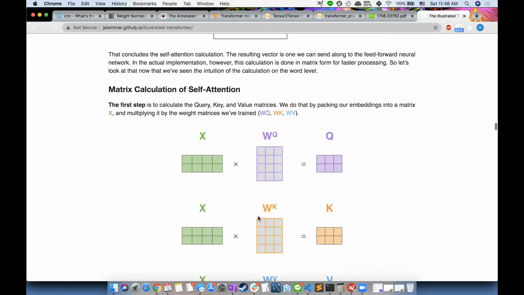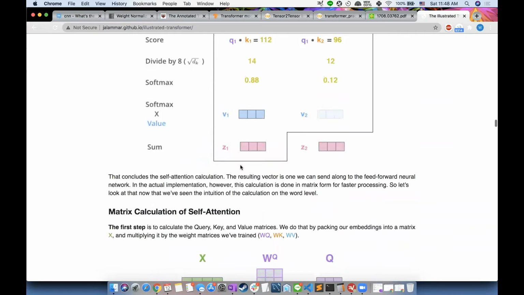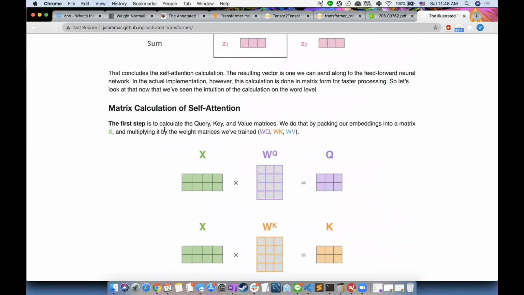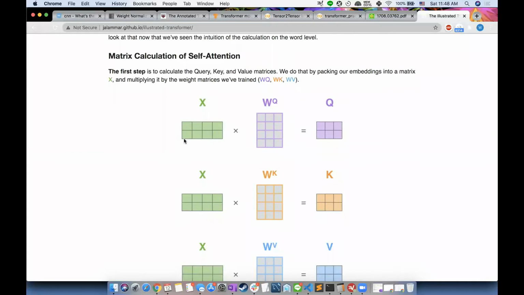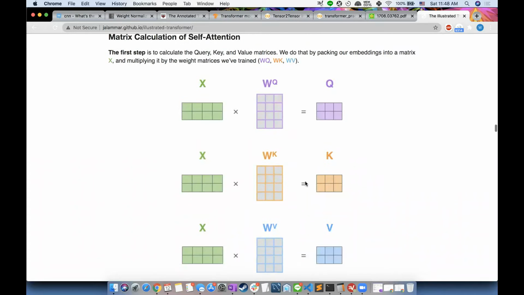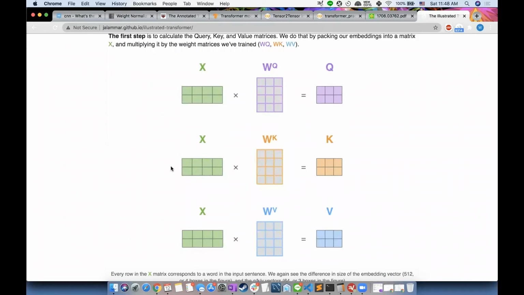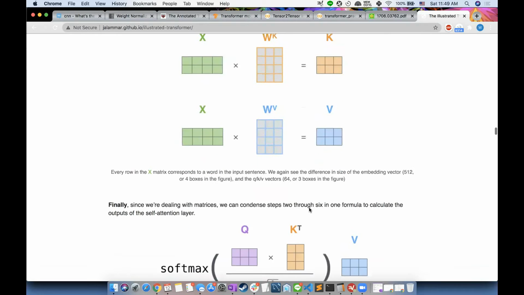I hope that was clear. Okay, so now we're going to do a matrix version of it, not just a vector. The first step is to calculate the QKV again. This time it's 2 by 4 instead of 1 by 4, but it's the same thing. 2 by 4 times 4 by 3, and you get 2 by 3. You eliminate the middle dimension 4. So when you do matrix multiplication, 2 by 4 times 4 by 3, again 2 by 3.